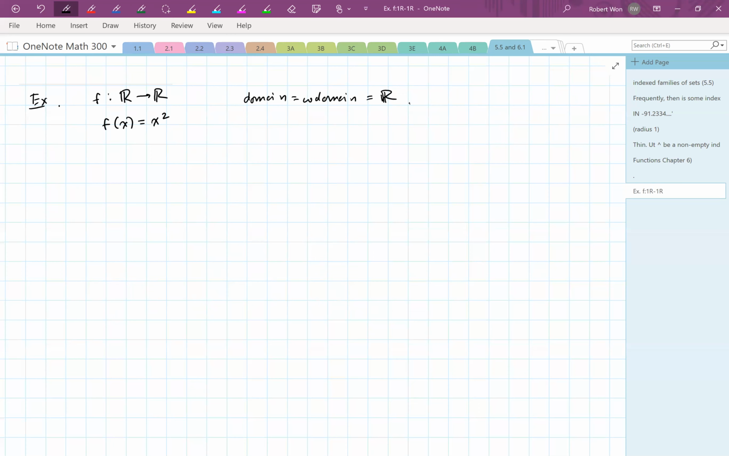That's natural, right? Because anytime you square a number, you get a real number. So squaring, because the reals are closed under multiplication, they're closed under squaring. But here, what's the range of f? The range of f is just all of the non-negative reals. So this is not the same thing as the codomain in this case.